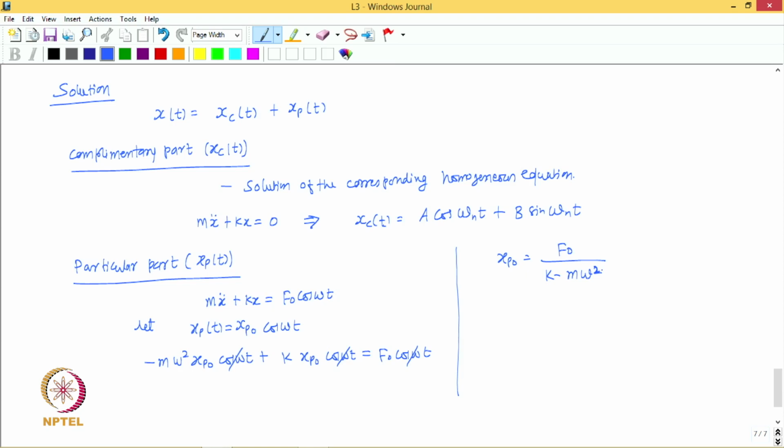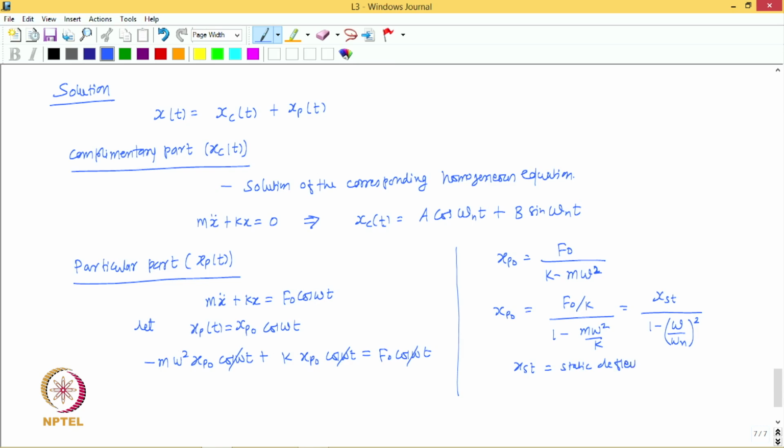This is nothing but the amplitude of the particular part of the solution, and we can also write it in this form. If I divide the numerator and denominator by k, then I get m omega square by k in the denominator. I can refer to f naught by k as x static, the static deflection, and here k by m can be written as omega n square, and hence this becomes omega upon omega n whole square. So, here x static is the static deflection.